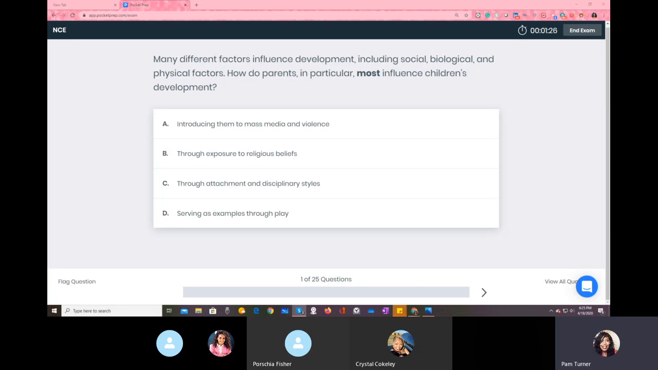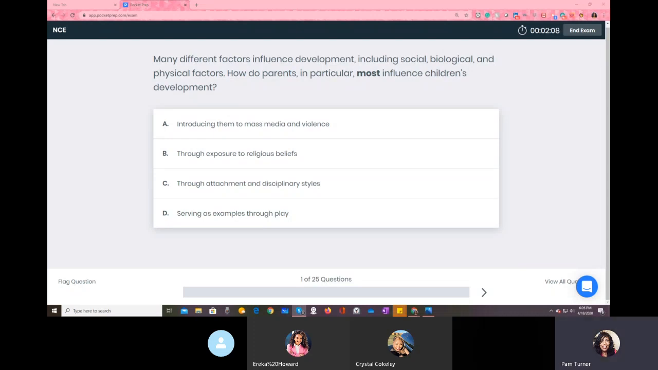So then how do parents in particular most influence their behavior? So I'm looking for a question that would tell me something about parenting or parenting styles. While all of these may really influence behavior, the question is which one really looks at parenting styles? So introducing to mass media and violence, that's an option. I don't know if I would choose that one, but we're not ruling that one out yet. Through exposure to religious beliefs, that's an option also, but not all parents expose their kids to religious beliefs.